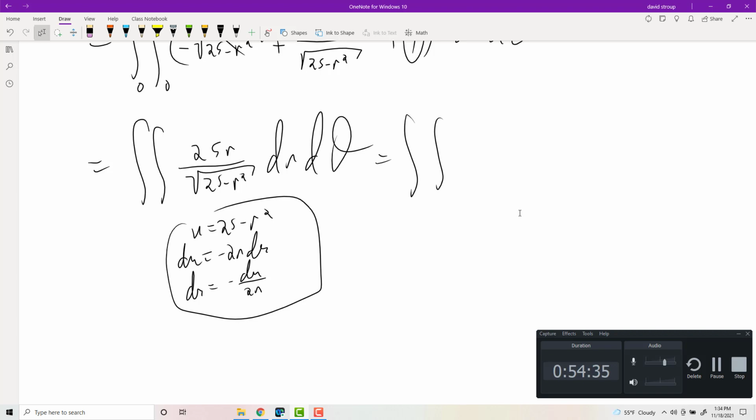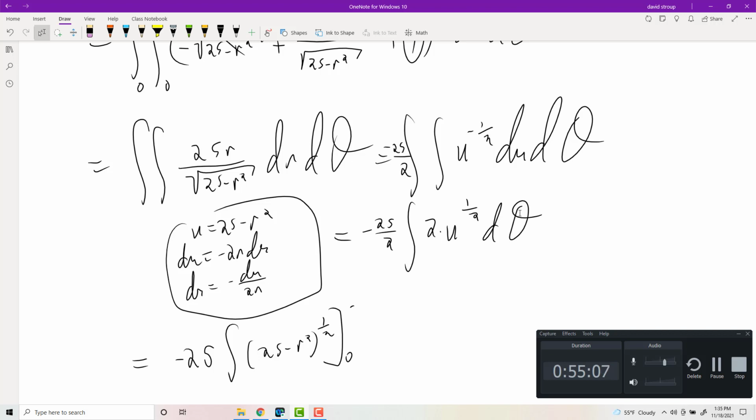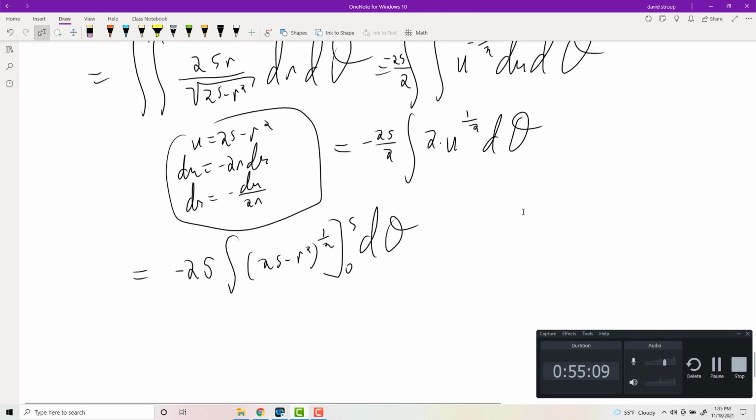Factor of 1/2, factor of 25, so negative 25 halves. It gets pulled out of the integral. You'll have u to the negative 1/2 left, du, d theta. U to the negative 1 half plus 1 is positive 1 half, divided by 1 half is times 2. So you can factor that 2 out, you get negative 25 integral of u to the 1 half, but we back sub, so you get 25 minus r squared to the 1 half evaluated from 0 to 5, d theta.